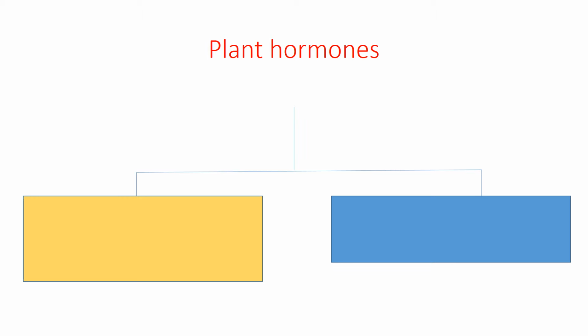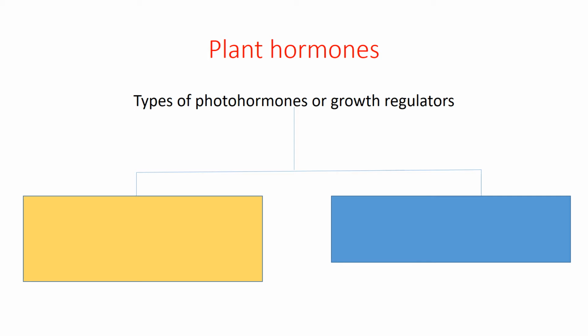Generally, plant hormones are also called phytohormones or growth regulators. Why are plant hormones called growth regulators? Because these hormones are used only in growth regulation. That's why they are called phytohormones or growth regulators. In phytohormones there are two types: one is growth promoter and another one is growth inhibitor.